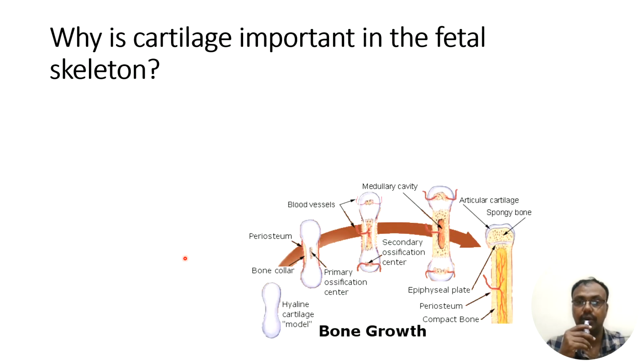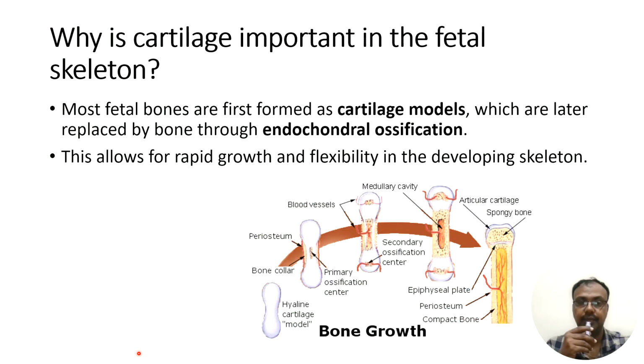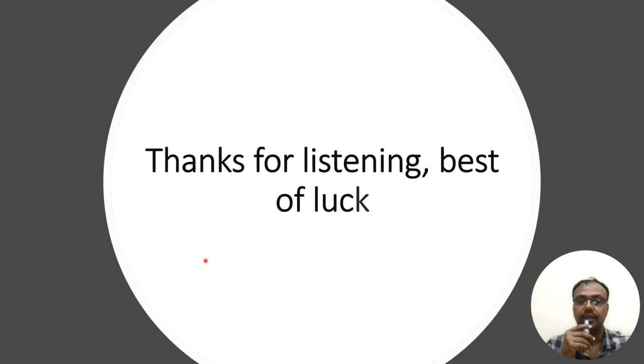Why is cartilage more important in the fetal skeleton? Most fetal bones are first formed as cartilage models, which are later replaced by bone through endochondral ossification. This allows for rapid growth and flexibility in the developing skeleton. So the hyaline cartilage is converted into bone. It's called endochondral ossification. Thank you.